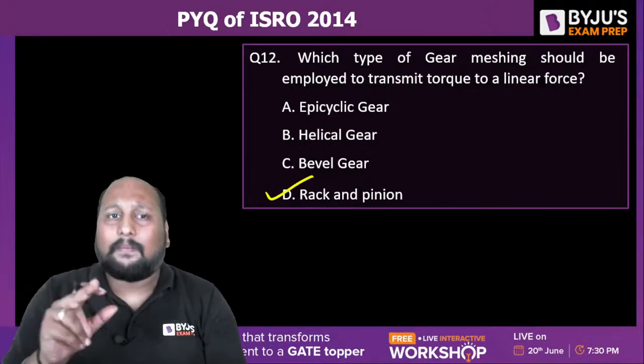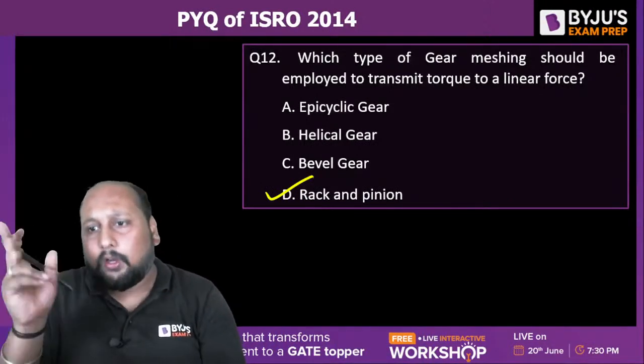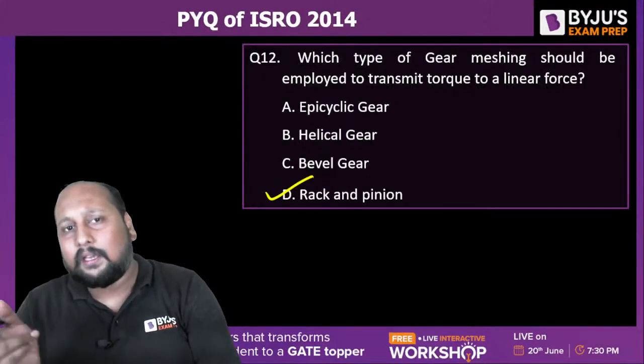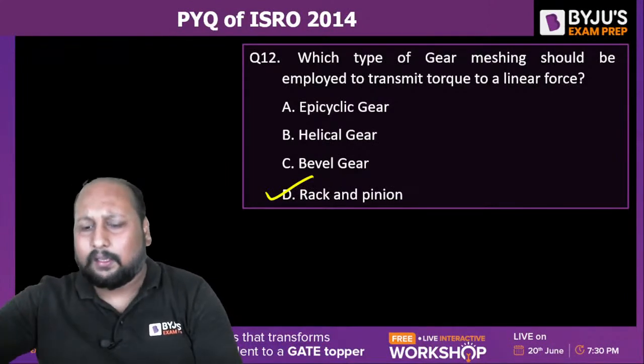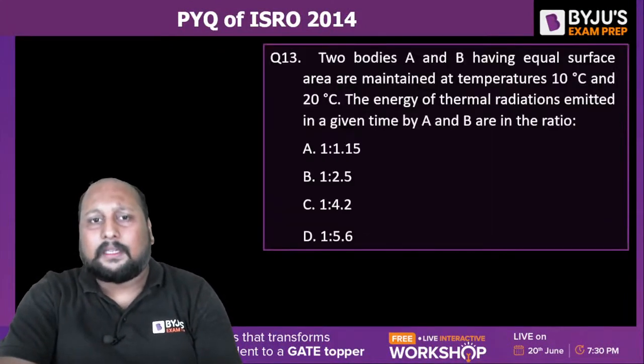Also, you might have seen rack and pinion is an arrangement that you are seeing in a steering also. Automobile steering mein use kiya jata hai. Not nowadays, but before we were using rack and pinion. Abhi toh advance aa gaya hai, right? Chale, next question, question number 13.